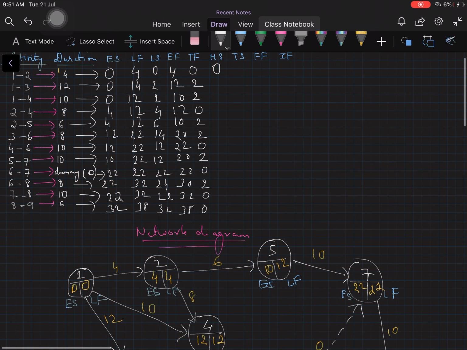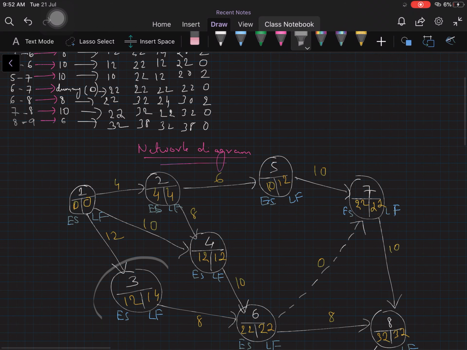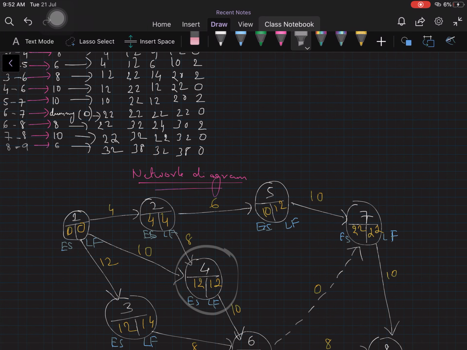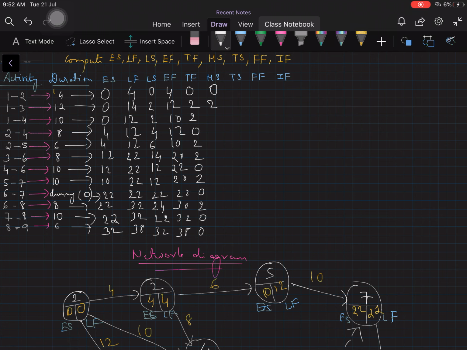So let's write 0. Now what is the next head event? 3. 3 is for the second activity. So let's go to 3. See, 3 is here. What is slack? 14 is the late finish, minus 12. 14 minus 12, LF minus ES, gives you 2. So 2 is the slack. Now we'll go to 4. Where is 4? 4 is here. 12 minus 12 is 0. Now again we have 4 for the next activity. We've seen the slack of 4 already, so we'll write 0 itself because it's the same.